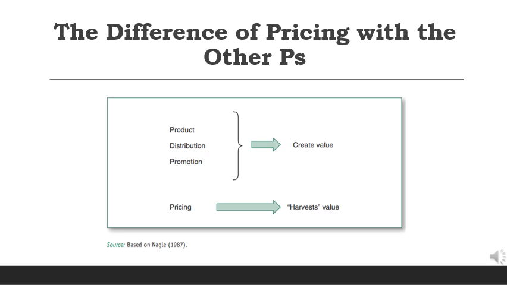Let us now discuss the difference of pricing with the other pieces of the four P's of the marketing mix. Take note that the term distribution is interchangeably used for place, and communication is interchangeably used for promotion.